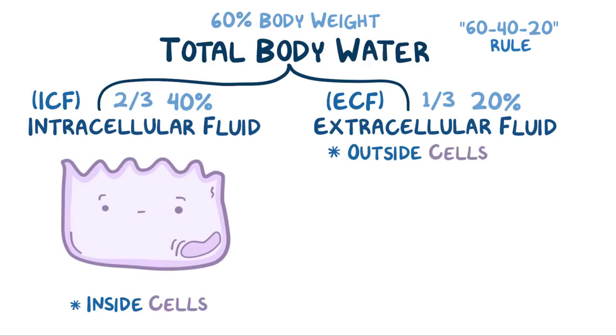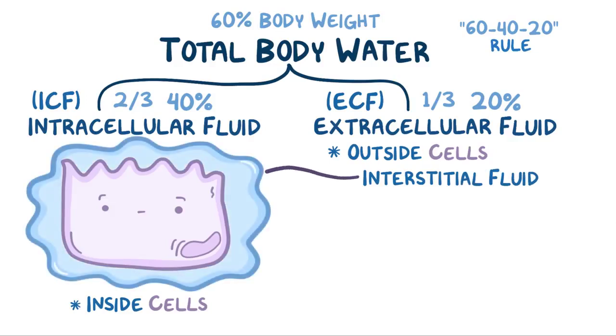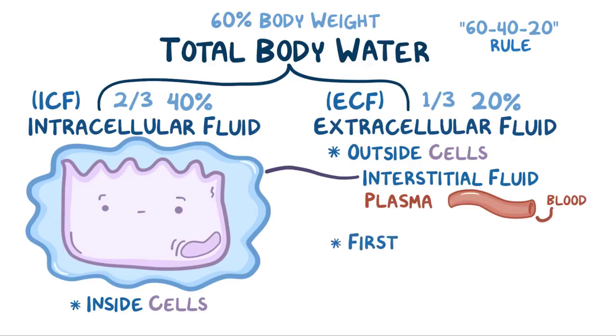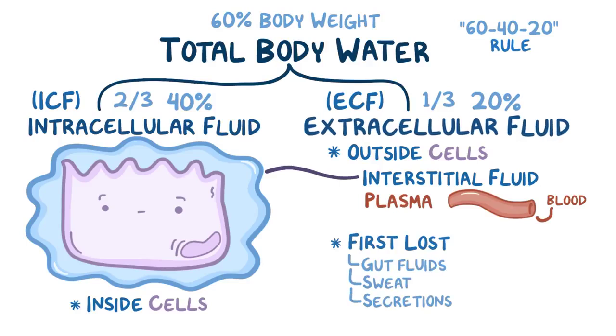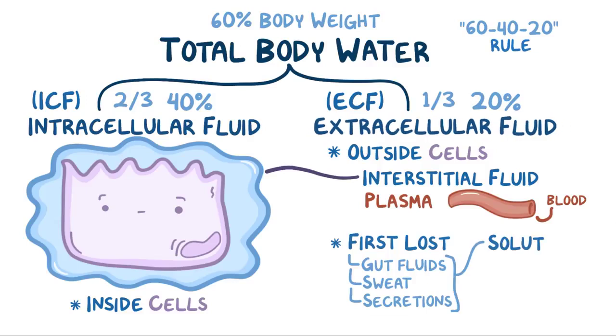Extracellular fluid can be further subdivided into interstitial fluid, which is the fluid surrounding the cell, and plasma, which is the fluid that circulates within the blood vessels. Extracellular fluid is the first to be lost, and makes up fluids like gut fluids, sweat, and other secretions. The extracellular fluid is made up of different solutes, the major cation being sodium, and the major anions being chloride and bicarbonate.